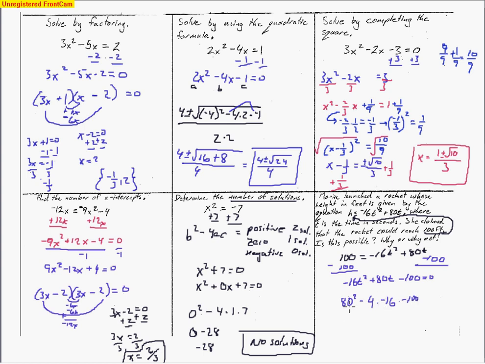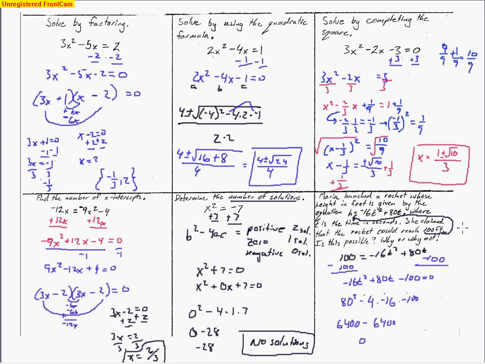So we have to do some work here. 80 squared makes 6400. 8 times 8 makes 64, but we have to have 2 zeros. The second part is going to be a negative, because count the negatives. We got 1, 2, 3 negatives. Odd number of negatives makes a negative. If I multiply 4 and 16, I get 64. Multiplied by 100, we get another 6400. So this equals 0.